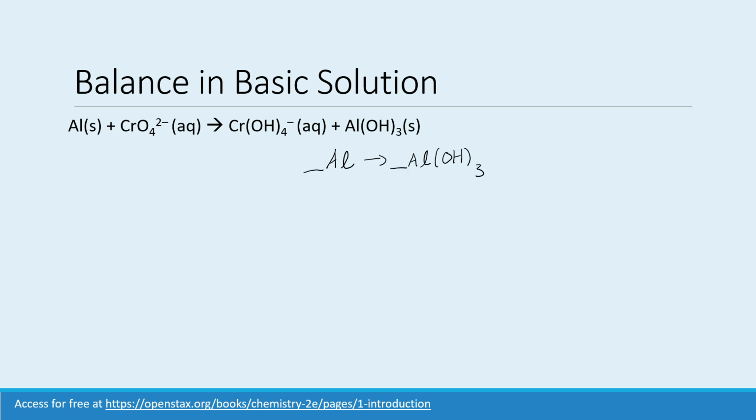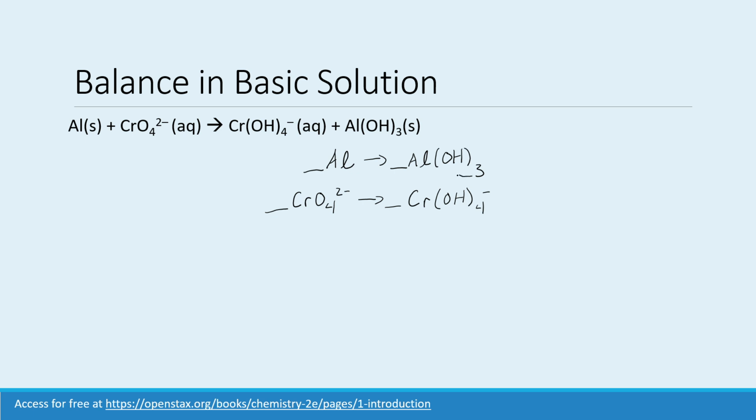Add those coefficients, or space for the coefficients in case. And then the second one, we've got the CrO4 2 negative chromate ion. And then on the product side, we've got a chromium hydroxide ion. Add some space for those coefficients. First step is to balance everything except for oxygen and hydrogen, and we see the aluminums and the chromiums are already balanced. So the next step is to look at that oxygen.